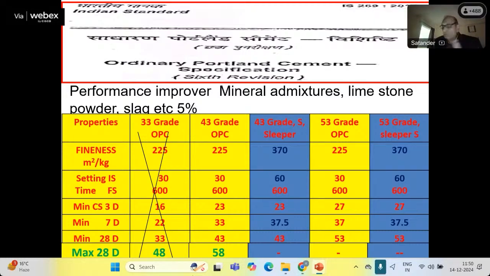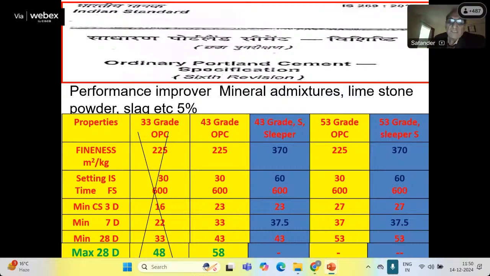Now my question is, why do we have 43 grade cement? Why not 42? We are using 40 grade concrete for the deck slab, 40 grade concrete for the pier, and 40 grade concrete for the pedestal also. In concrete also, why is our cement 43? Can anybody from the audience tell why our cement is 43? Why not 42? Why not 50? What is the reason?